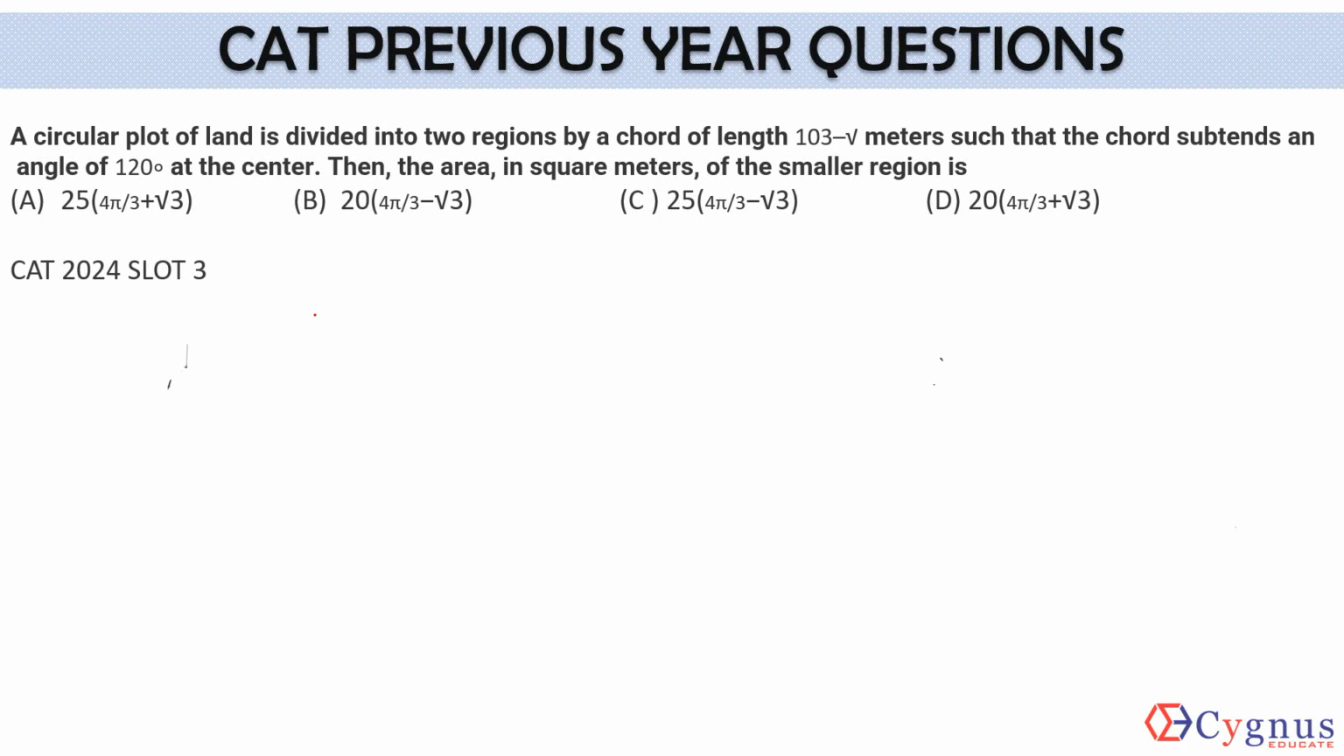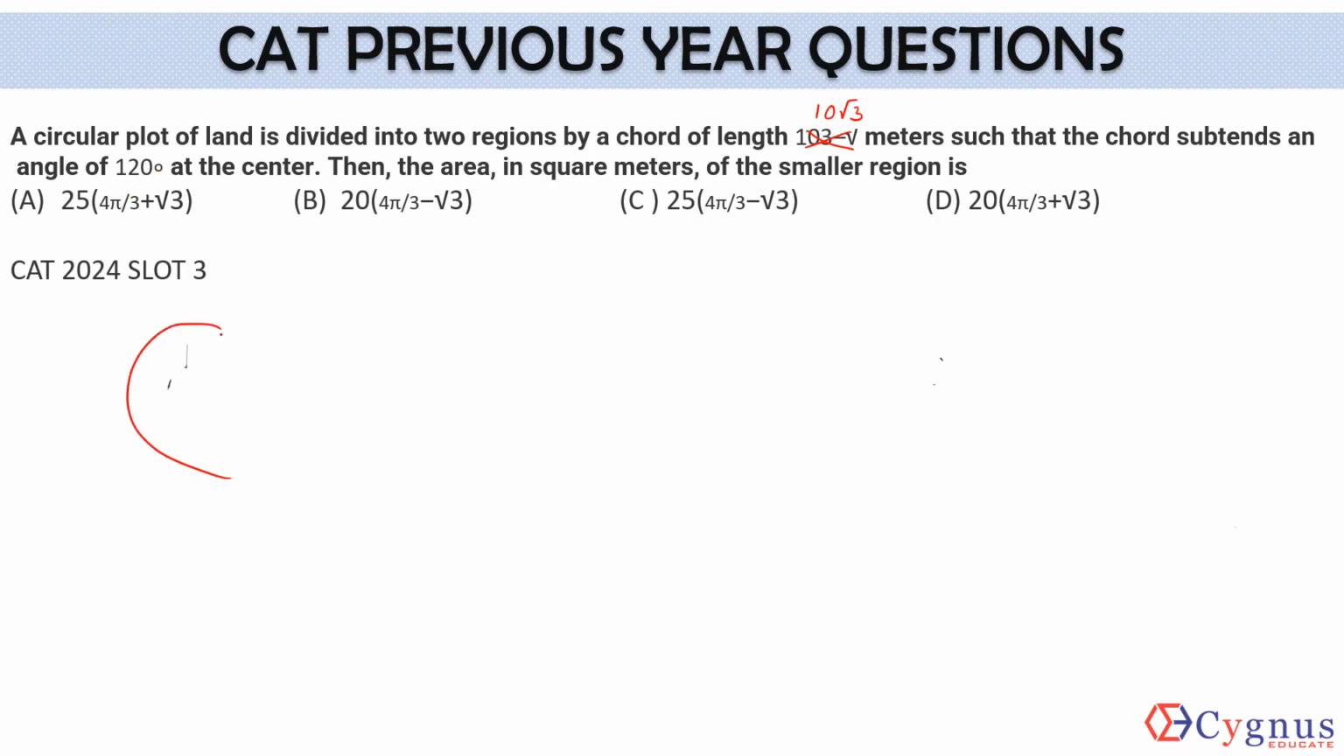It's a question of CAT 2024, slot 3. Now, what's given here? A circular plot of land is divided into two regions by a chord of length 10 root 3 meters, such that the chord subtends an angle of 120 degrees at the center.